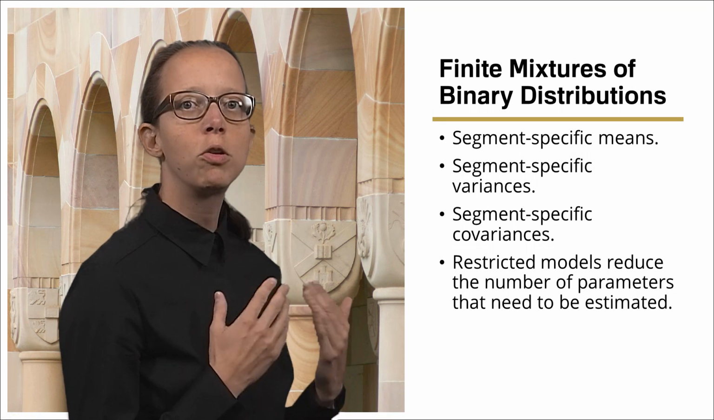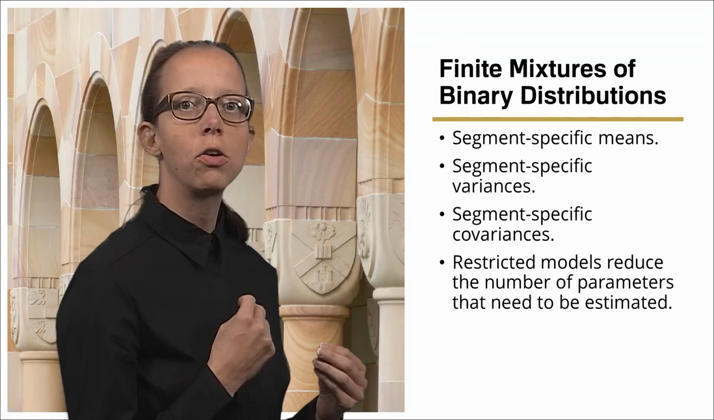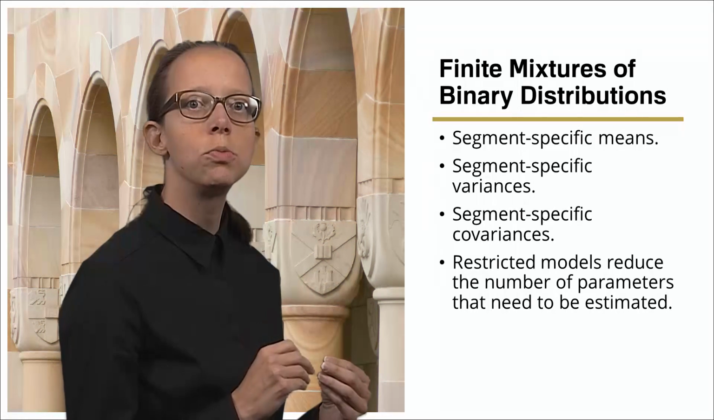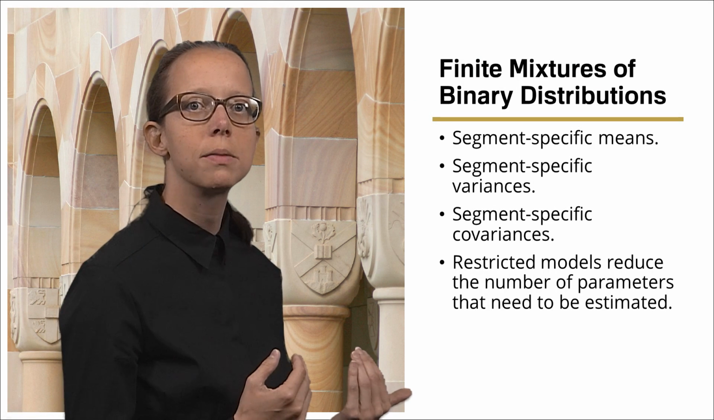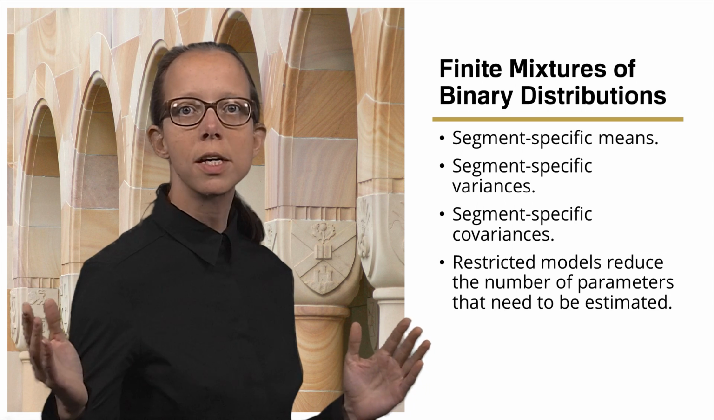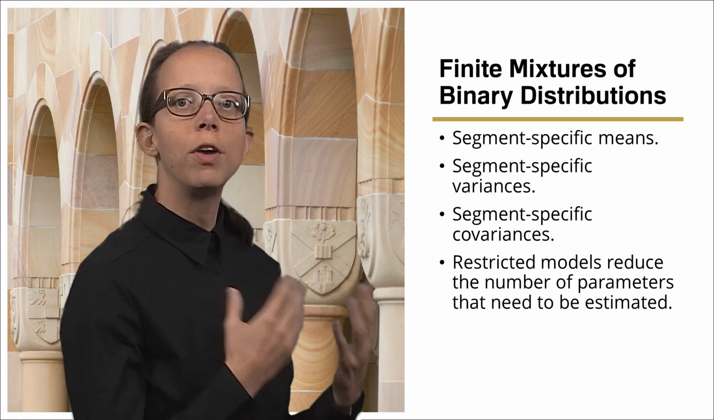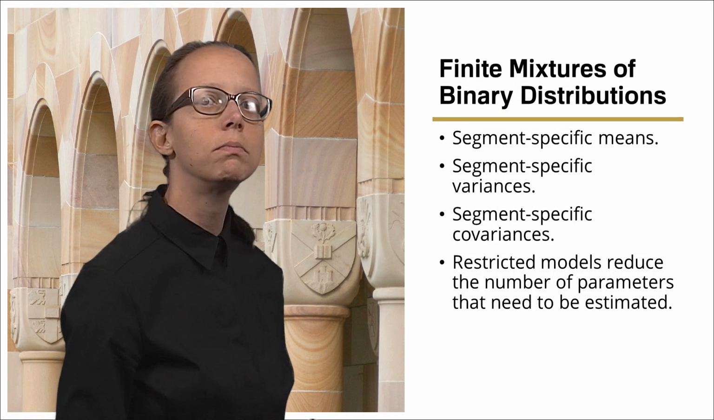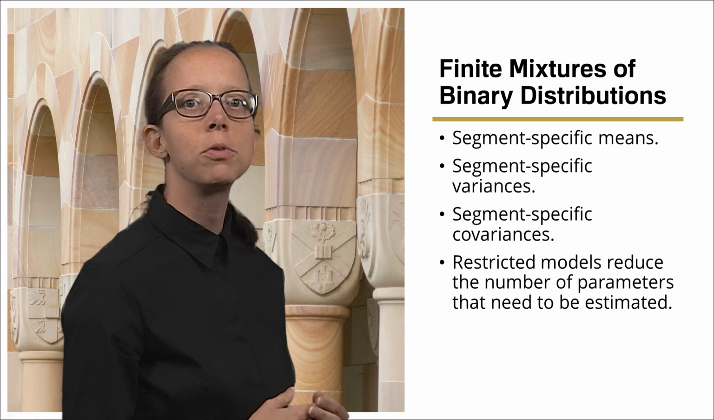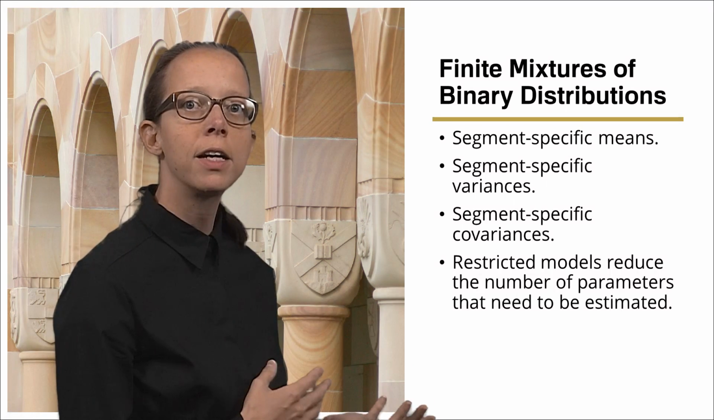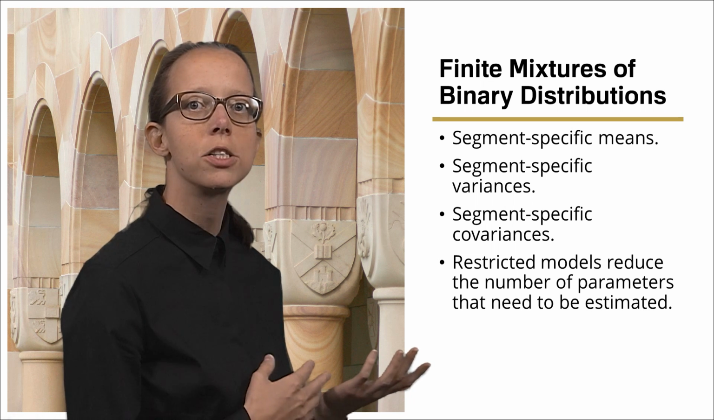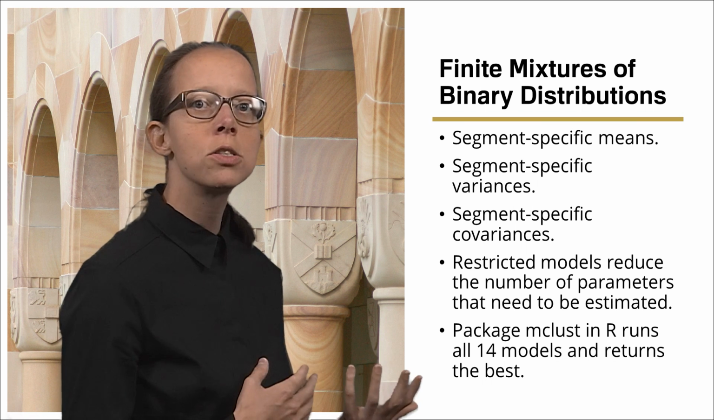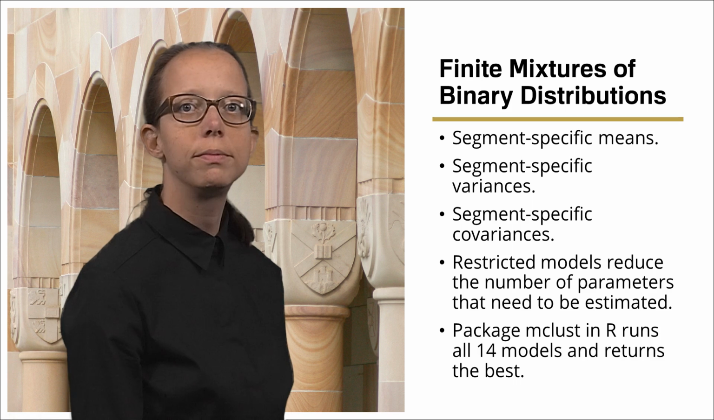For example, if we restrict within segments, we can set the covariances to 0. This means that the segmentation variables are assumed not to be correlated within segments. Restricting across segments might mean, for example, that we set the variances and covariances as equal across all segments. There are a total of 14 possible restricted models. When you run finite mixtures of normal distributions using package mclust in R, all 14 models are calculated by default. The best solution, according to the BIC, is returned.